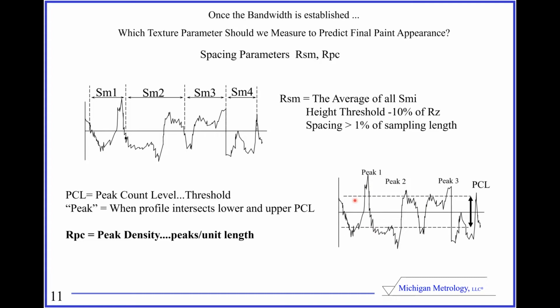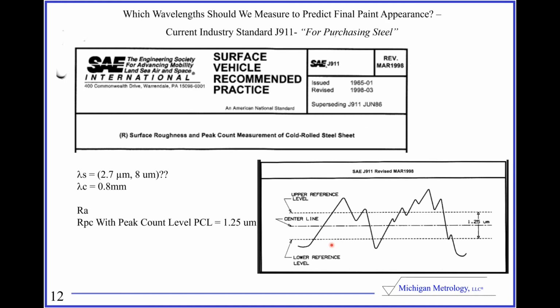So these are some of the parameters that are used in the automotive industry today for assessing the spatial nature of that surface texture. At the time this work was done, again, it's about 10, 12 years ago, the standard that drove the manufacturers of the steel was SAE J911, which clearly specified a 0.8 millimeter cutoff and a peak count level of 1.25 microns. So this is all in the standard. If you were going to make steel to sell to the auto industry, you would use this standard. You'd measure the Ra with a 0.8 millimeter cutoff. You'd measure the peak count with a 1.25 micron threshold. And as long as you met the drawing spec, your tons of steel were considered good.